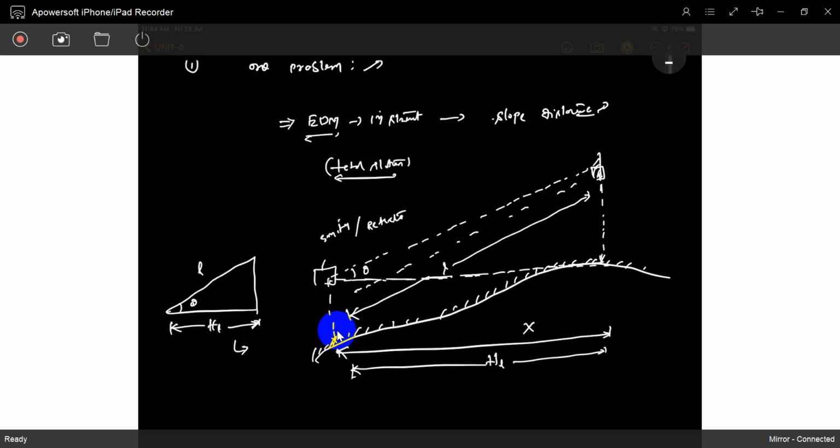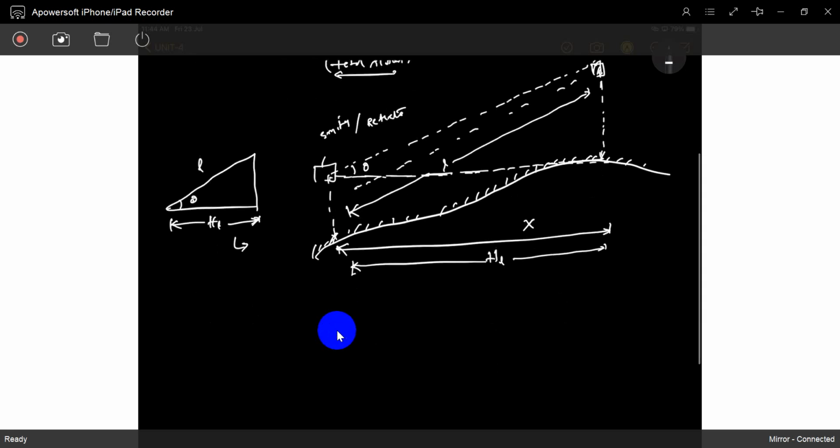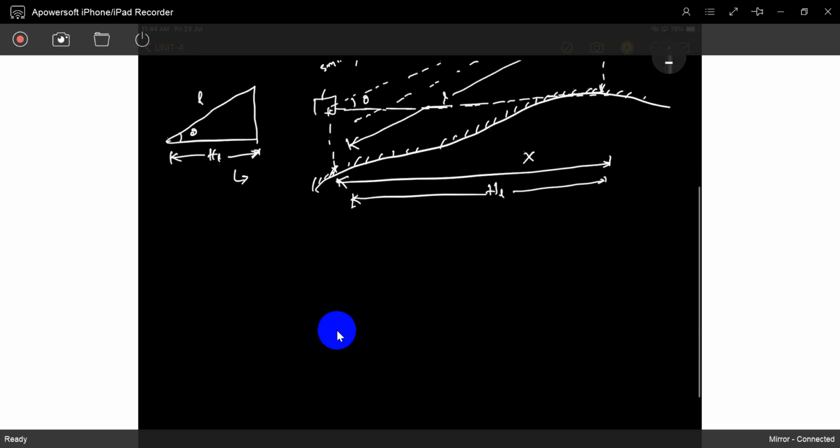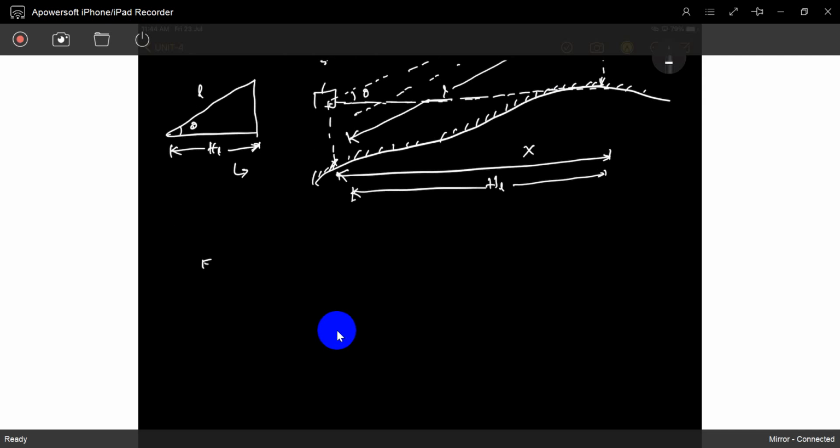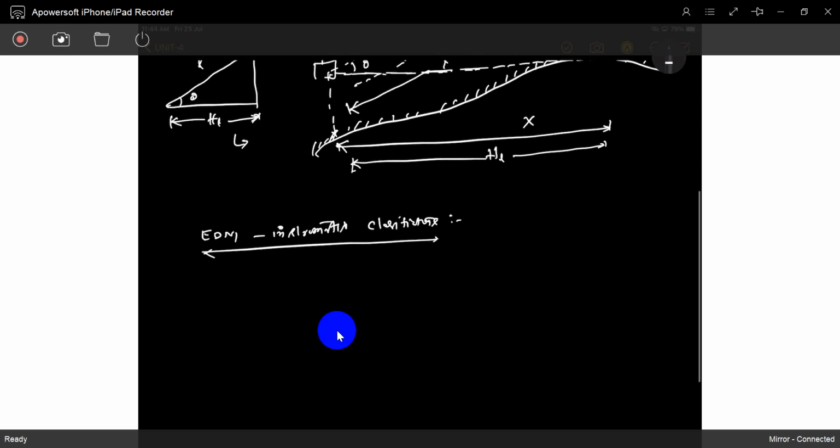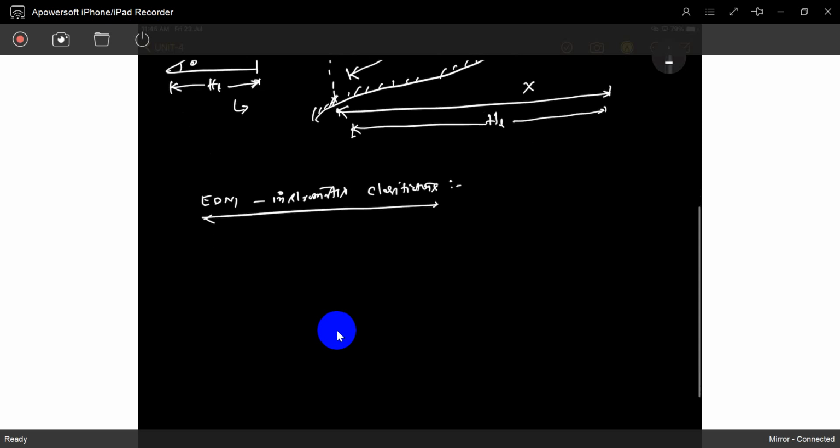So what we will discuss: EDM instruments classification. Modulations we will discuss later. So what is the classification?